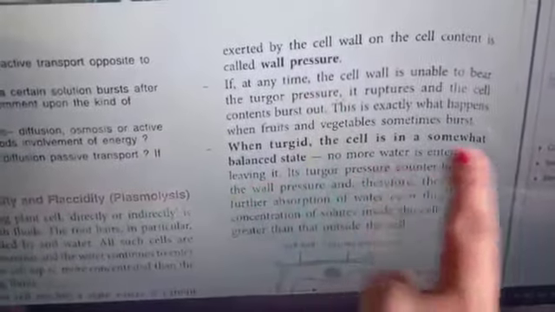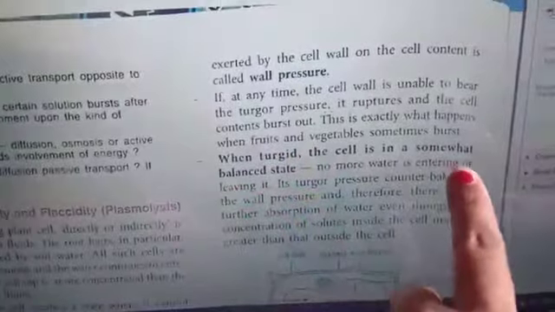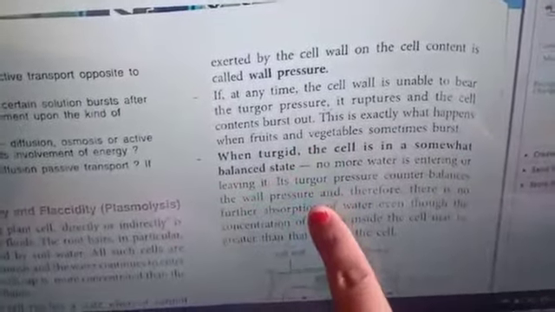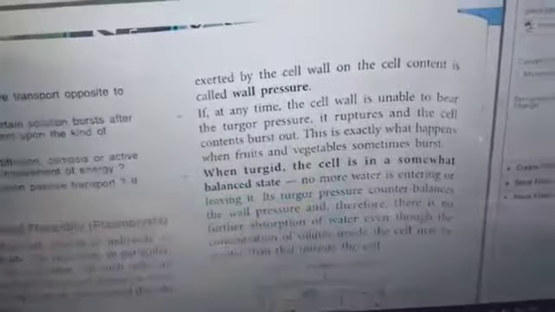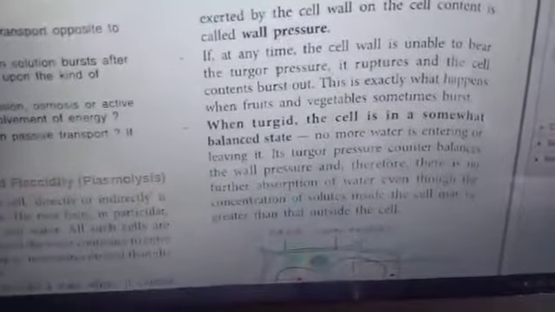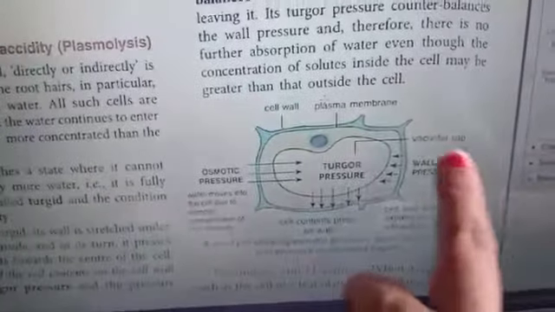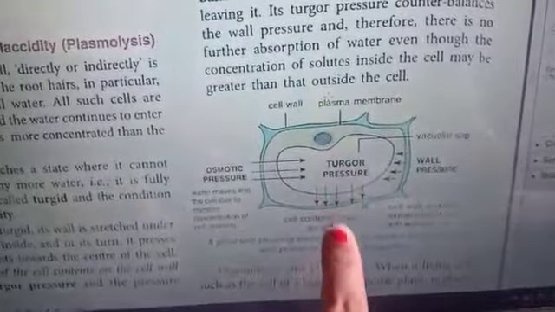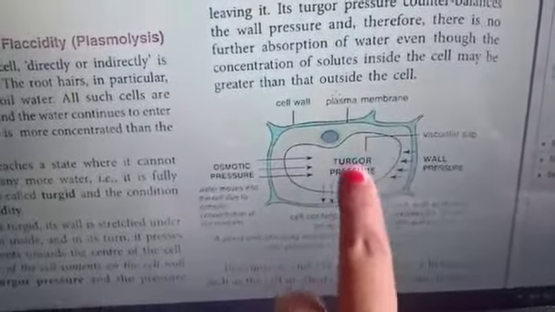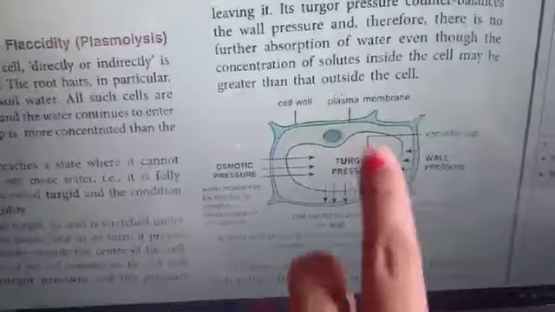When a turgid cell is in a somewhat balanced state, no more water is entering or leaving. Its turgor pressure counterbalances the pressure, and thus there is no movement. Similar to isotonic. Clear? See, over here in the figure they have shown the wall also creating pressure on the molecules, while the molecules also create pressure on the wall, which is called turgor pressure. This is called wall pressure.